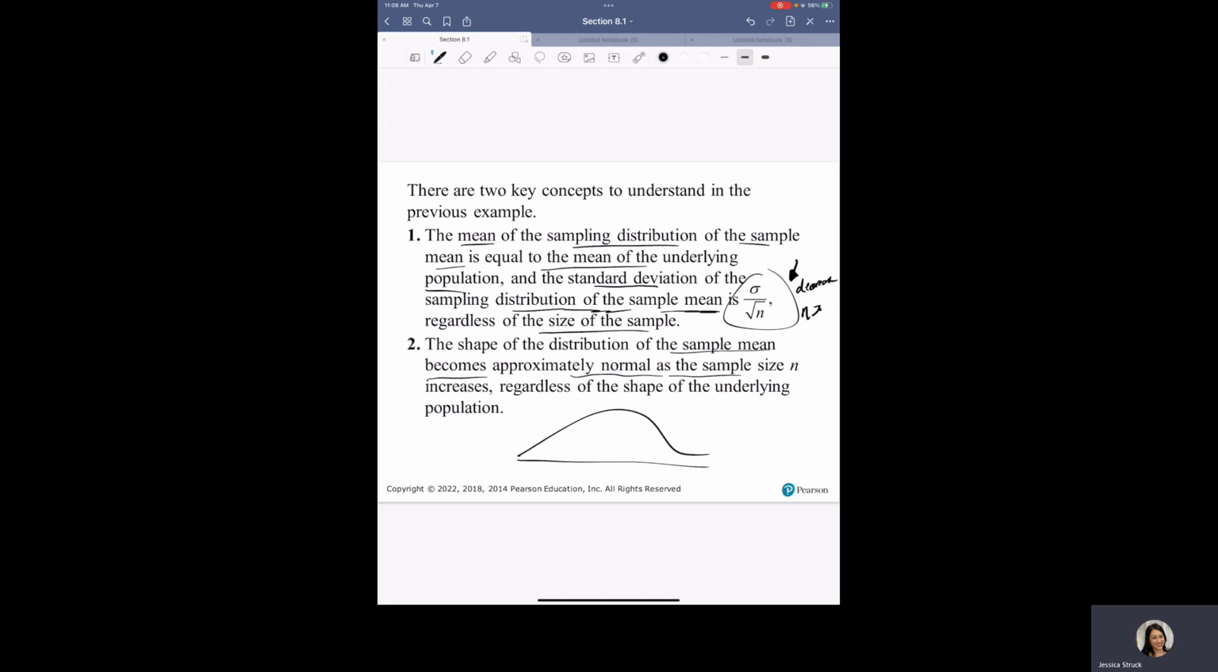What happens is we may start with something that doesn't look like this at all. We started with something that looked like that. But as we increased our sample size n, we saw it become more bell-shaped, and at the same time, we saw that spread decrease, which would mean we'd get a little bit more of a steeper curve.